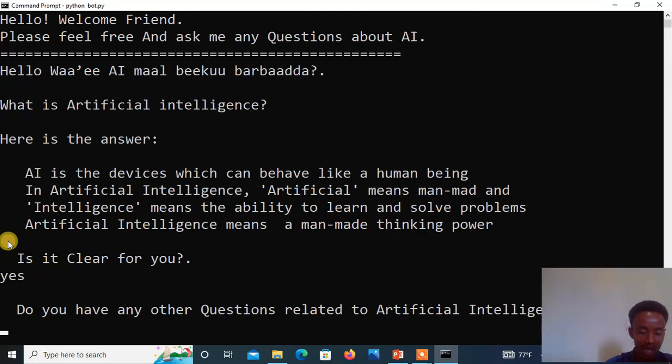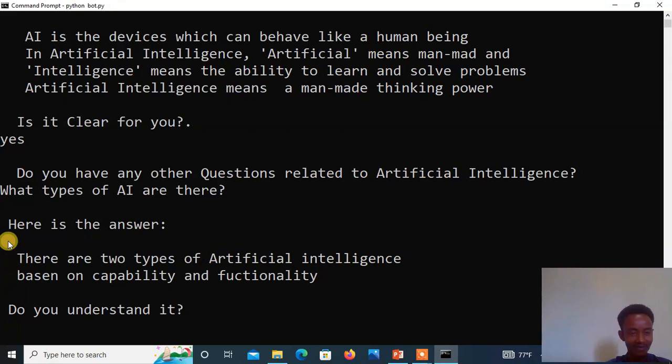What types of artificial intelligence are there? Here is the answer. There are two types of artificial intelligence based on capability and functionality. Depending upon the capability and functionality, artificial intelligence is classified into two types. Do you understand it? Yes.